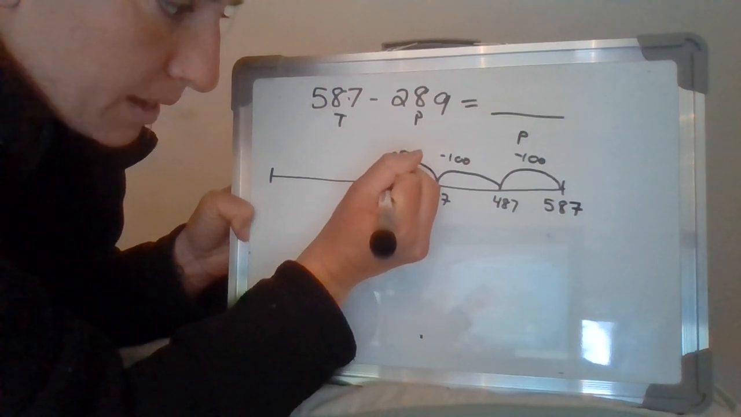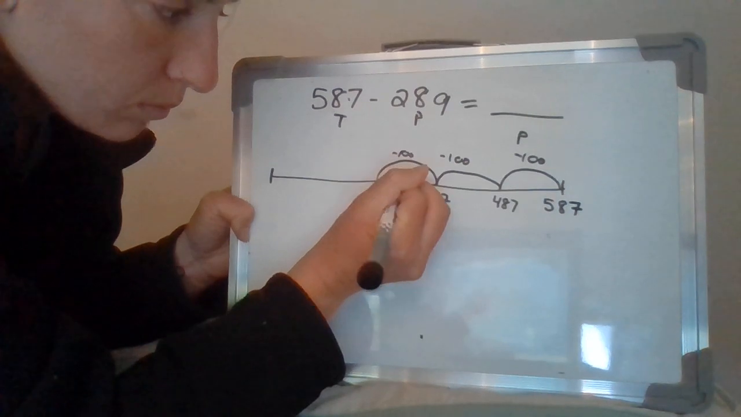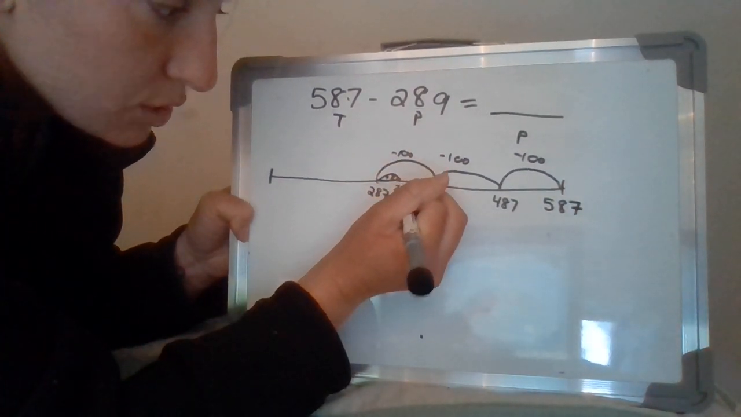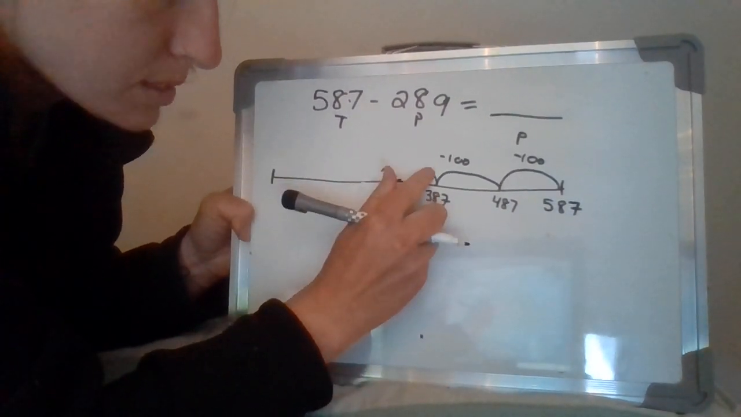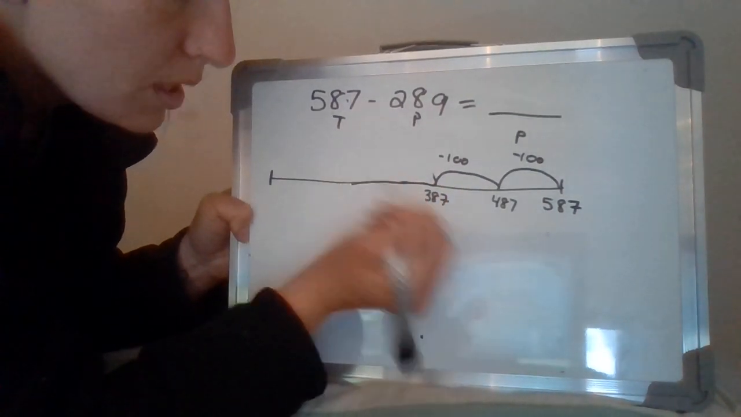And then I could do just a plus 2. Let me make that a little more clear. A plus 2 jump right here to get to 289. So that would be one strategy. If you did that and that made sense for you, that's awesome. If that's a little confusing, that's okay. We're going to go a little slower.